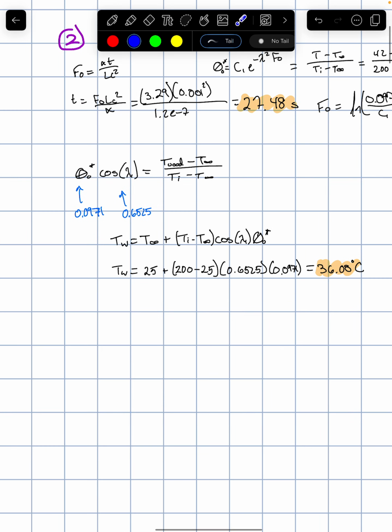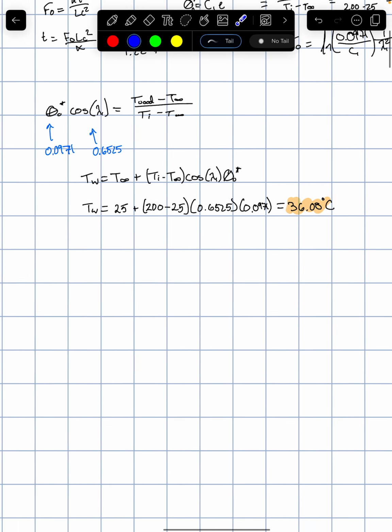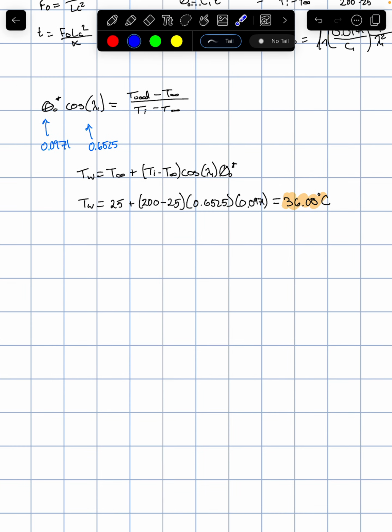Then, moving on to the second part, we're going to go back to this dimensionless parameter and add a cosine lambda to get to the interface, as that is equal to the temperature of the wood at the interface minus temperature at ambient all over temperature initial minus temperature at ambient. So solving that one through, as we know all temperature values, and now we know that dimensionless parameter, we'll solve that and we'll get 36.08 degrees C.